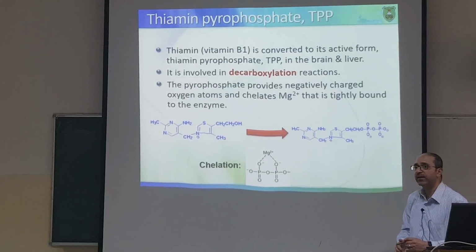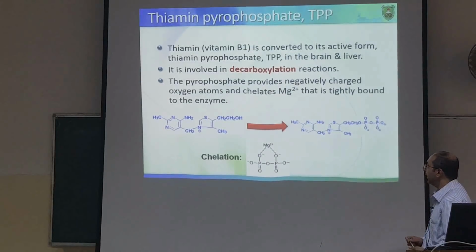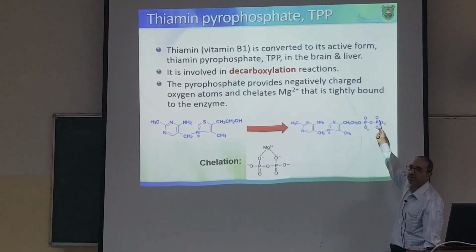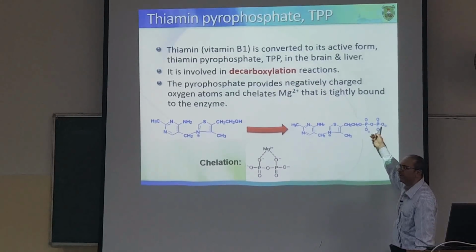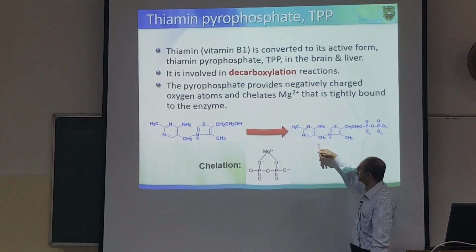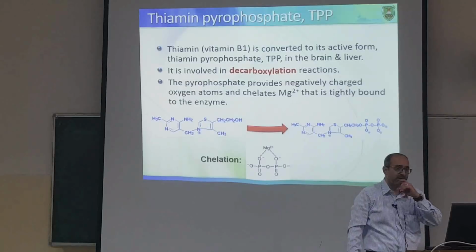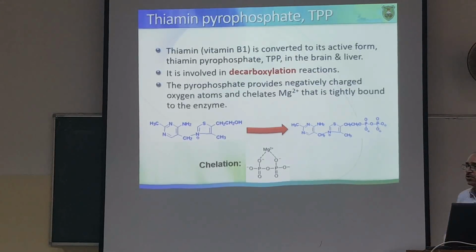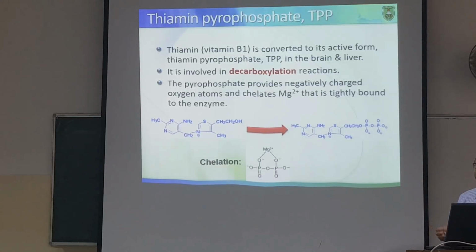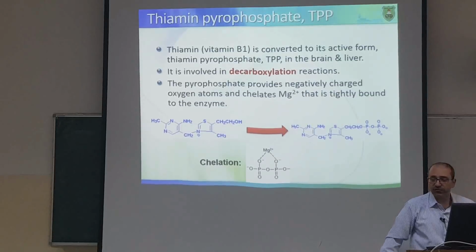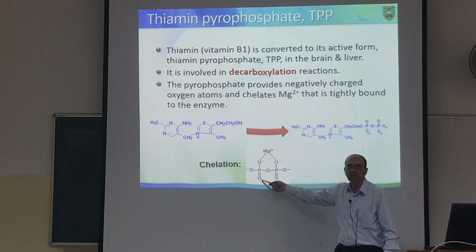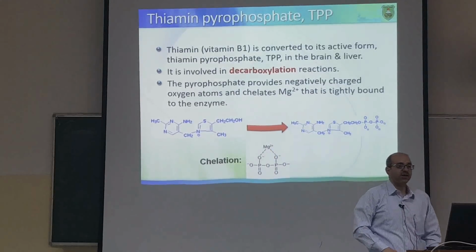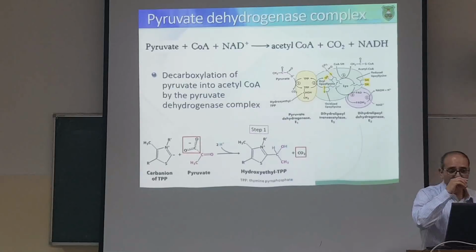The first example is thiamine pyrophosphate, or vitamin B1. This is the phosphate part that binds to the enzyme. This group is actually the functional group. This is the one that catalyzes the reaction. Thiamine pyrophosphate is involved in decarboxylation reactions. So what it does is release CO2 from a substrate. It requires magnesium, for chelation, the formation of a structure that looks like this. And this magnesium can interact with the enzyme itself. An example is pyruvate dehydrogenase.